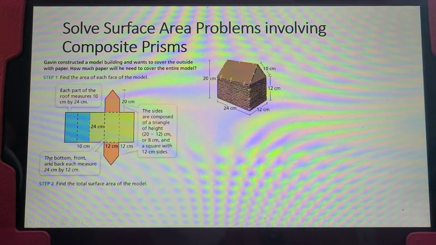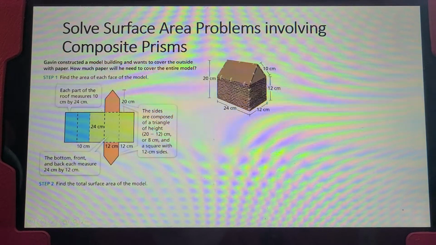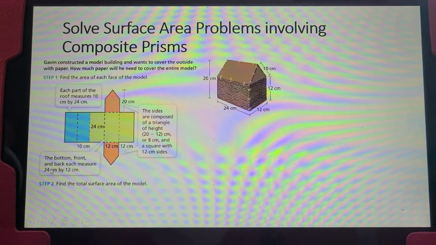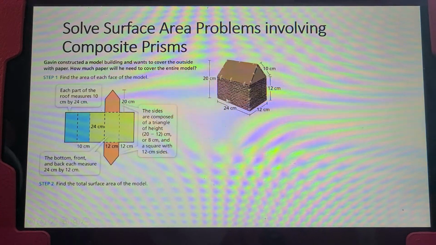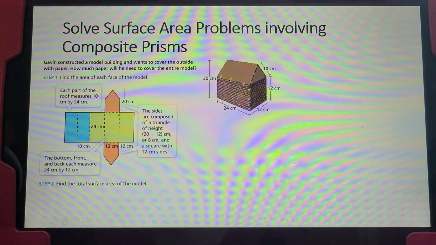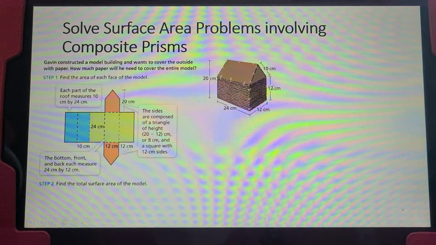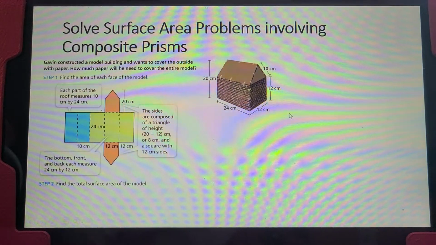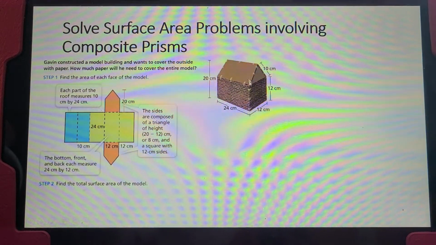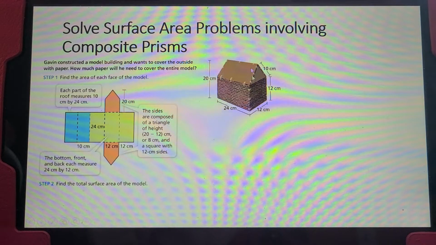Another note says the bottom, front, and back each measure 12 centimeters by 24 centimeters. So again, we have this side right here. We're going to call this a side. And remember, it has a matching side back here that you cannot see. If I were able to rotate this, you would see that it does have 1, 2, 3, 4 sides. And then we also have a top and a bottom. Now remember, the top is this roof, so it's a little bit different. We're going to get into that later.